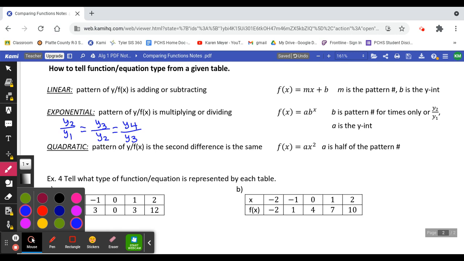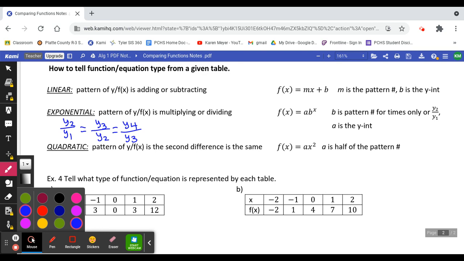Okay, our equation or function looks like a times b raised to the x power. B is your pattern number, but there's a catch. When I say it's your pattern number, we can only write the pattern number for multiplication because it says a times b. It doesn't say a divided by b. So we can only write it for multiplication. And then once again, if you're not sure, right here I wrote down again y2 over y1. And a is the y-intercept.